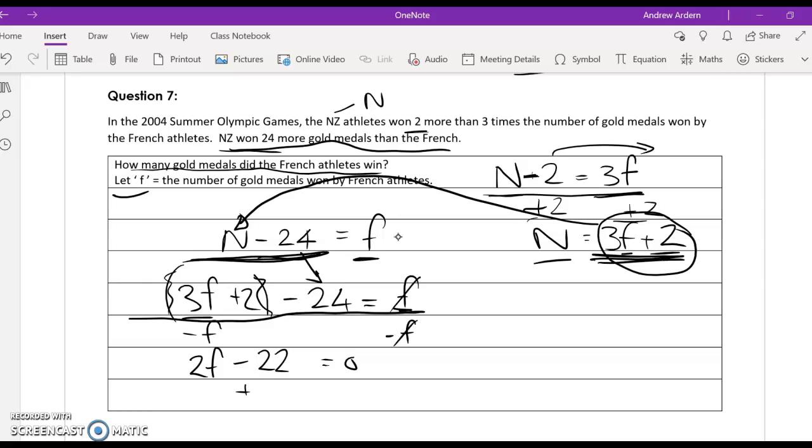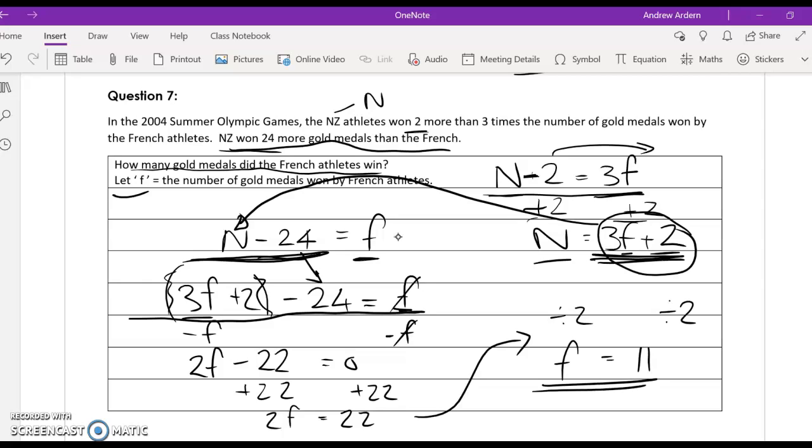And now I'm going to add 22 to both sides. 2f must equal 22. And divide both sides by 2. F on the left. 22 divided by 2, 11. The French won 11 gold medals.